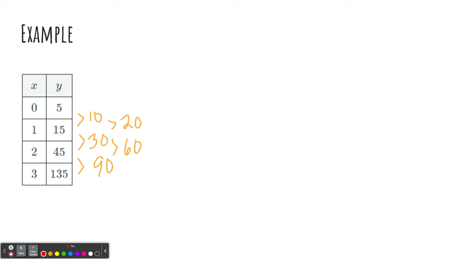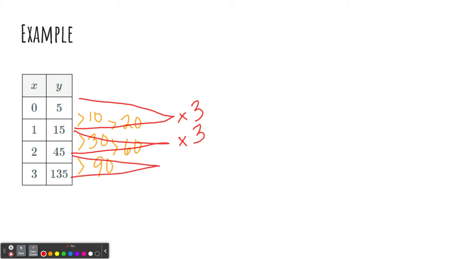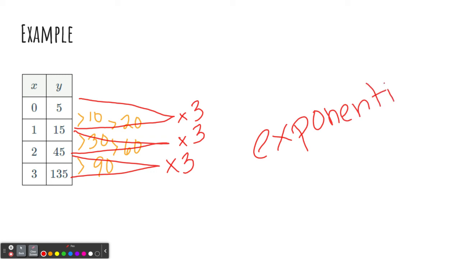To get from 5 to 15, we multiply by 3. To get from 15 to 45, we multiply by 3. And to get from 45 to 135, we multiply by 3. Since all of it is multiplying by 3, our first ratio is constant, and we have an exponential table and an exponential function.